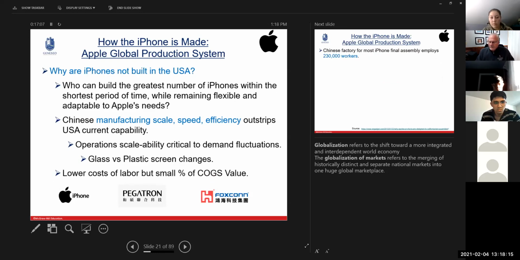Yes, there's lower cost of labor. Yes, that is an important element to it. But it's not just the labor cost, it's the scalability of the operations of both the final production as well as all the suppliers, which have to scale up or scale down based on demand fluctuations.